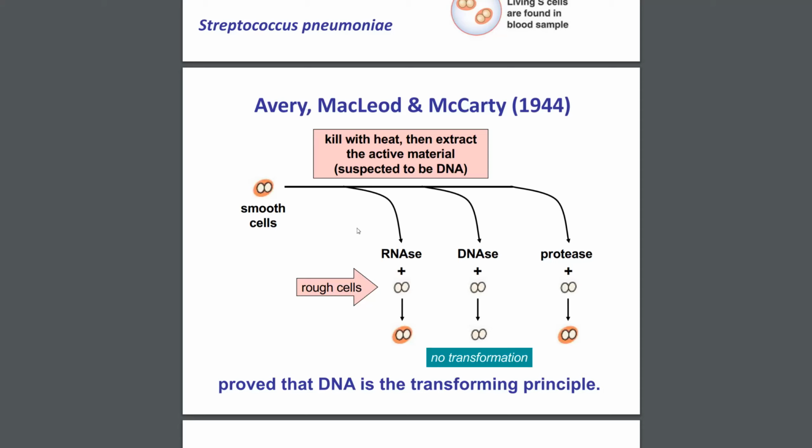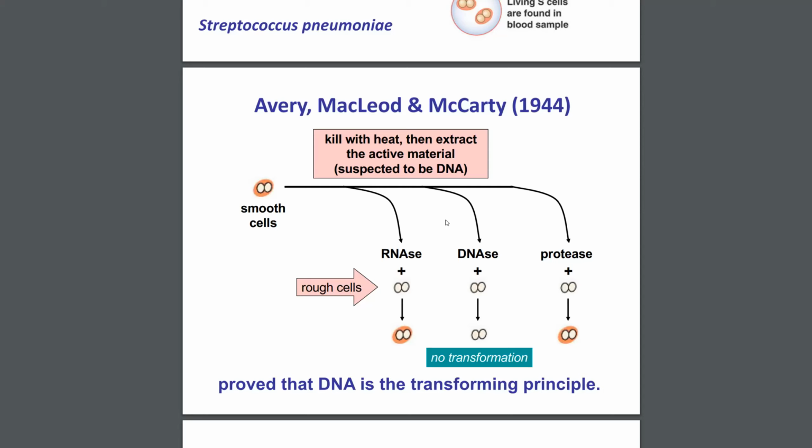They took the smooth cells that Griffith had used, the live smooth cells, killed them with heat, and then extracted the active material. They didn't know what the active material was, but what they did was use different enzymes to look at it. So RNase essentially degrades RNA. It's a nuclease that works on RNA.